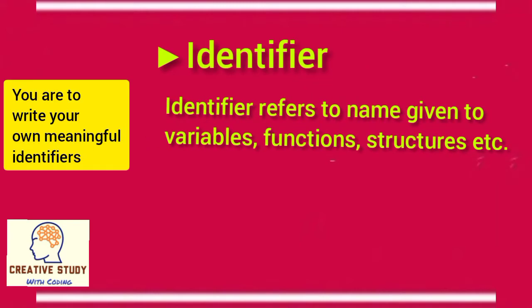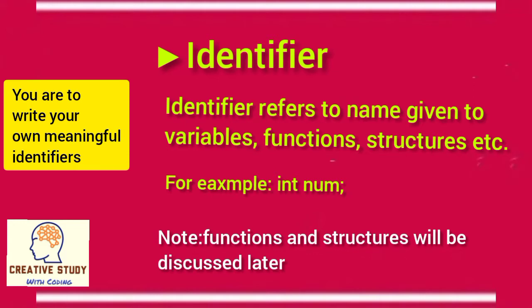Let's see what an identifier is. An identifier refers to the name given to variables, functions, structures, etc. For example, int num, where int is a keyword and num is an identifier. Functions and structures will be discussed later.